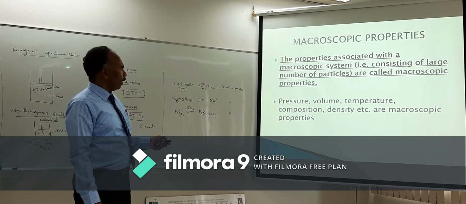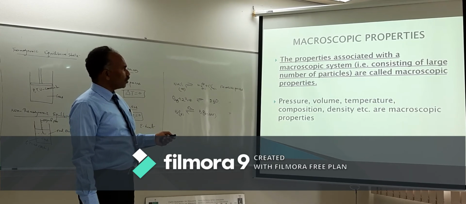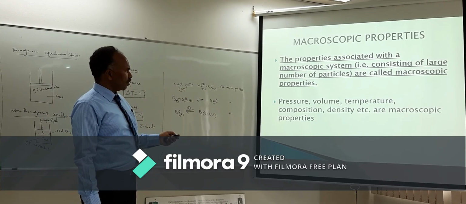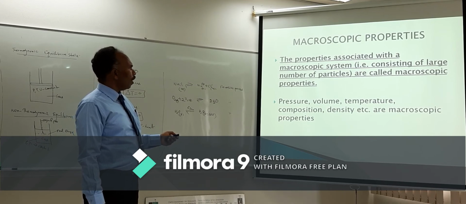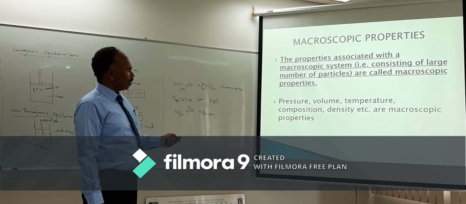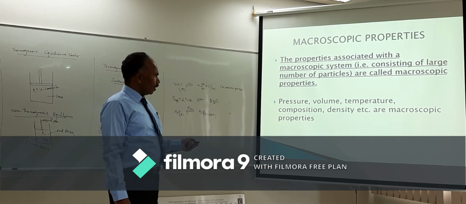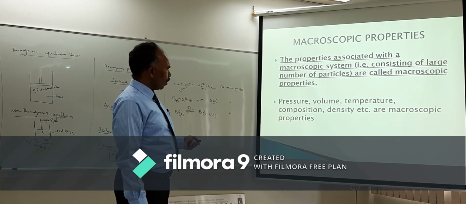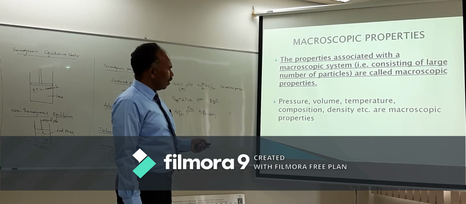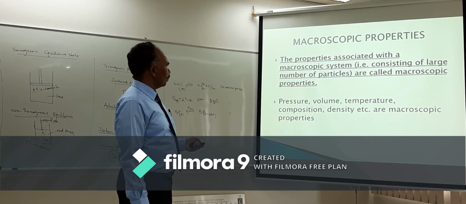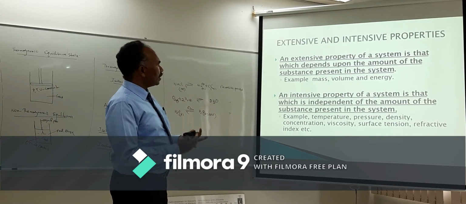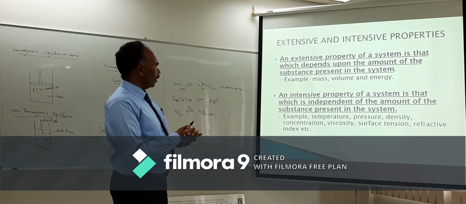Now, macroscopic properties. The properties associated with a macroscopic system, that is, one consisting of a large number of particles, are called macroscopic properties. Pressure, volume, temperature, composition, density, etc. are macroscopic properties. Now, extensive and intensive property.